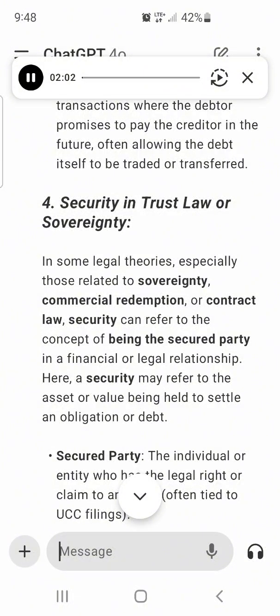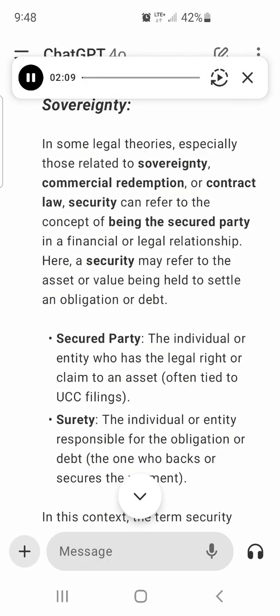4. Security in trust law or sovereignty. In some legal theories, especially those related to sovereignty, commercial redemption, or contract law, security can refer to the concept of being the secured party in a financial or legal relationship. Here, a security may refer to the asset or value being held to settle an obligation or debt.